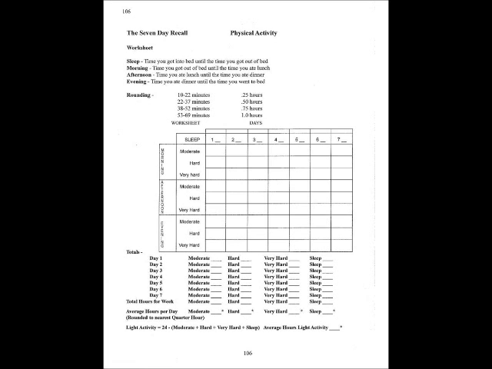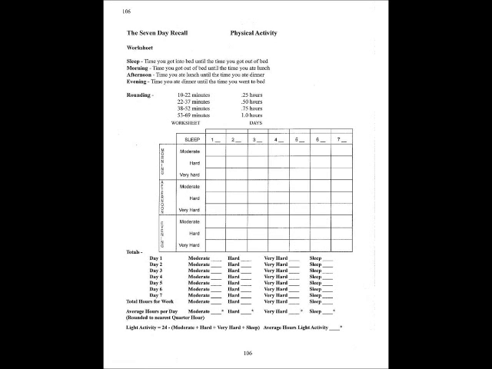If you look down at the bottom, it says total hours per week of moderate, hard, very hard, and sleep. You're going to take that total number and divide it by 7. And by dividing it by 7, it's going to give you your average hours per day of moderate, hard, very hard, and sleep. So you're going to have your average hours per day. Look right below average hours per day. It says light activity, and it gives you an equation for light activity because most of the time you're awake, you're not participating in moderate, hard, or very hard work. You are doing light activity.